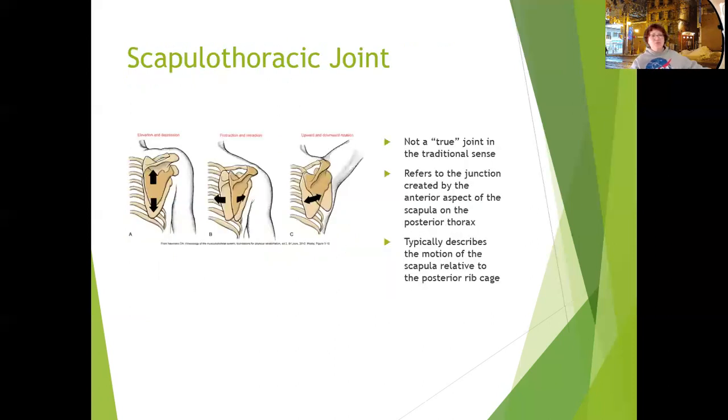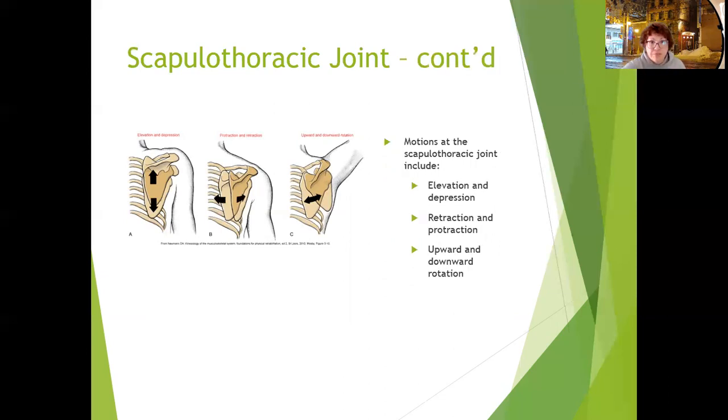The scapulothoracic joint is not a true joint in the traditional sense. It's not a diarthrosis or an amphiarthrosis or a synarthrosis. It's a functional joint. It's the junction between the anterior aspect of the scapula and the posterior aspect of the thorax, so the ribs. It typically describes the motion of the scapula relative to the posterior rib cage. The scapula can move a lot of different ways on the posterior rib cage.